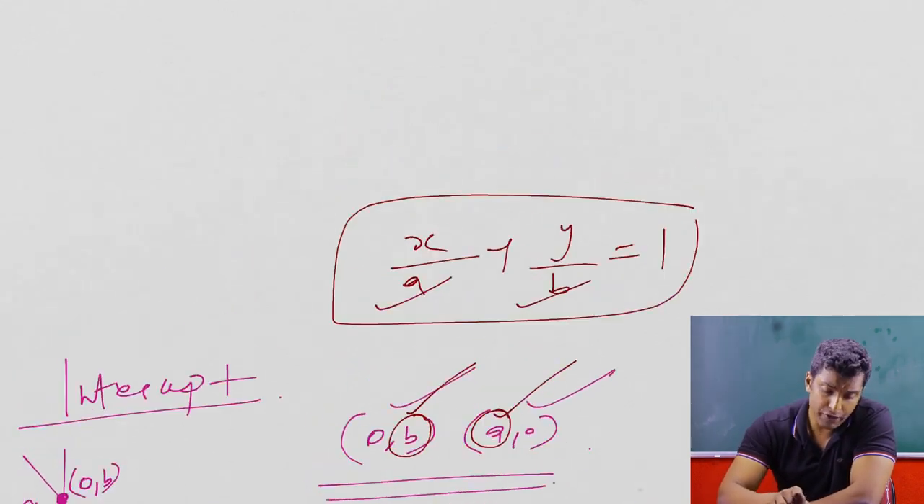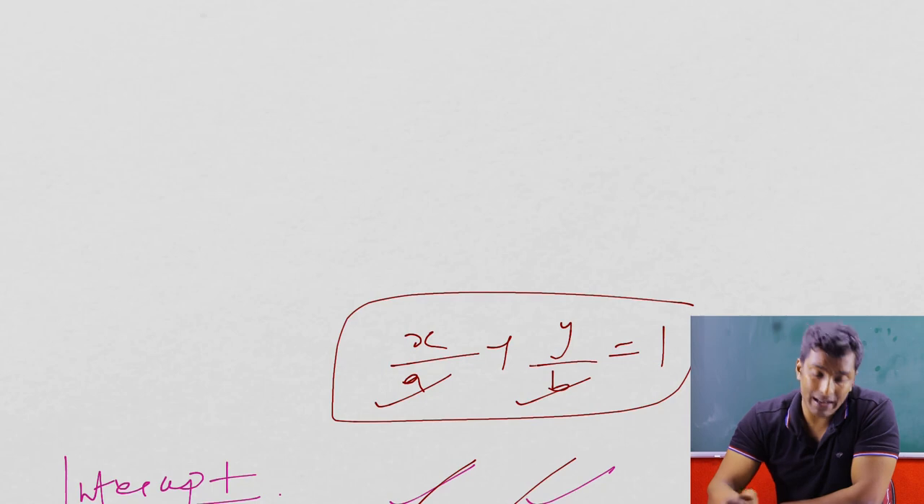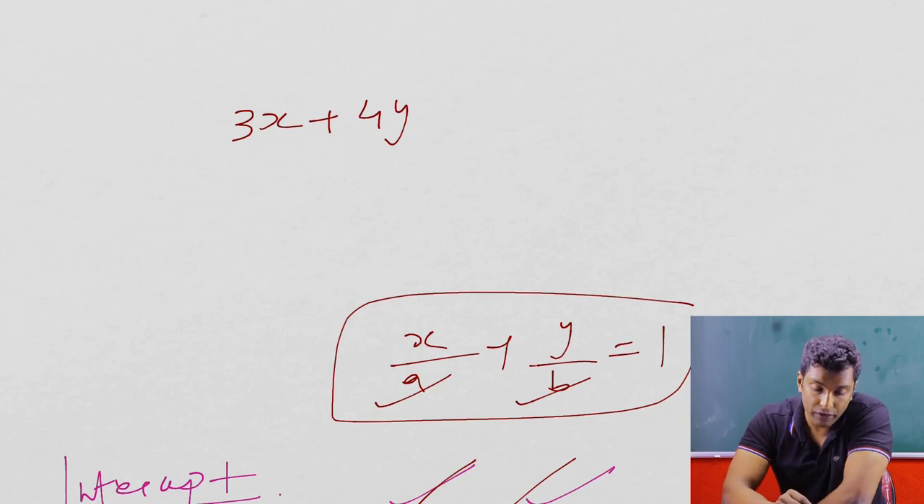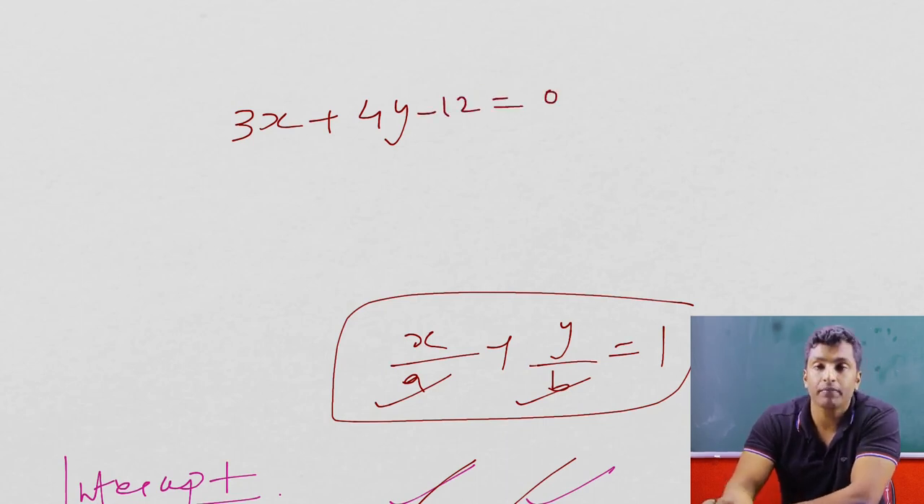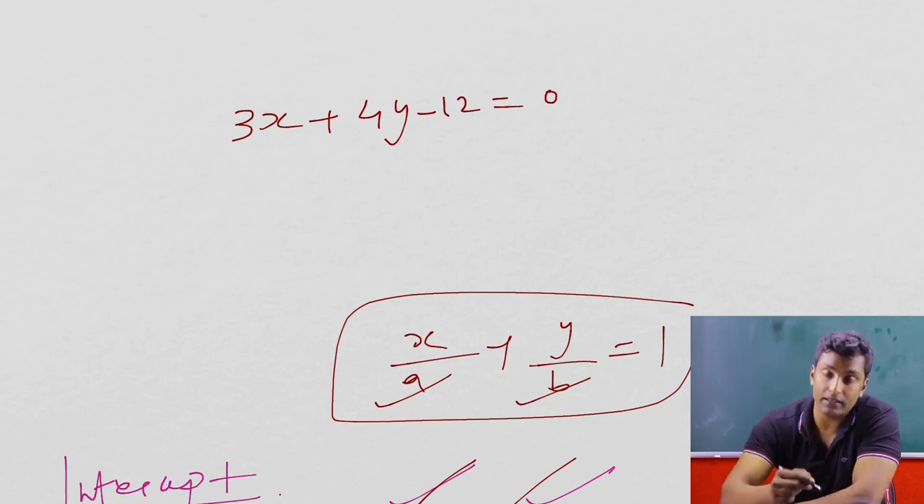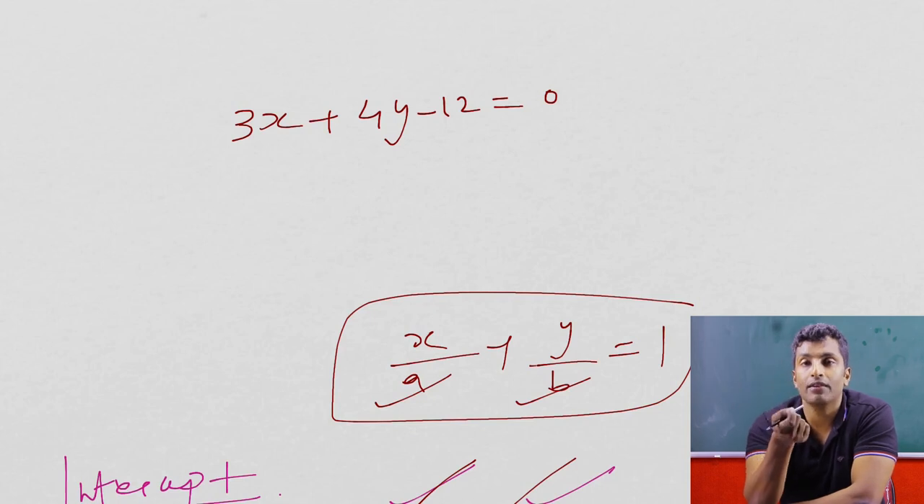That's it. So if I generally tell you one equation like 3x plus 4y equals 12, or 3x plus 4y minus 12 equals 0, this is the equation of a straight line. I don't know whether it satisfies the conditions or not, but anyway, just assume this is a straight line, because I told you any first degree equation in x and y will give you a straight line. This will definitely give you a unique straight line anyway.